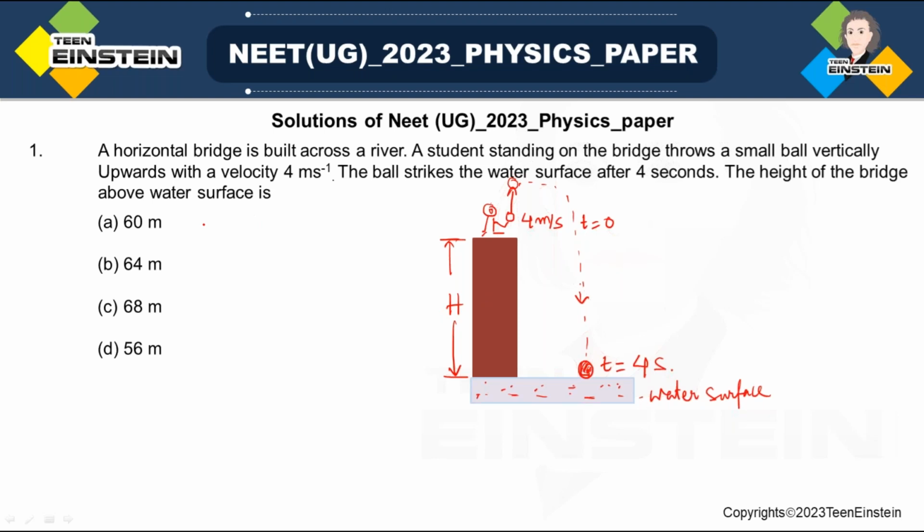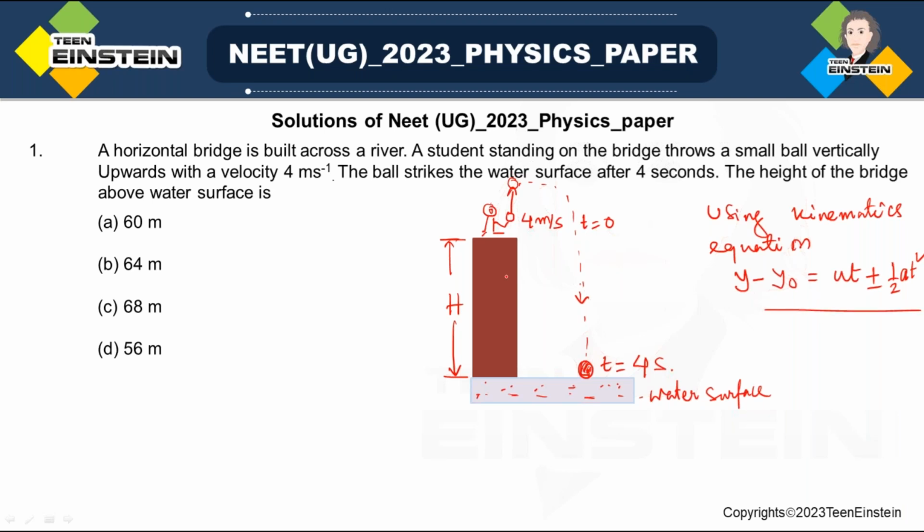See, we'll be using the kinematics equation. Which equation do you want to use? We want to use y minus y0, where y0 is the initial height, is equal to ut plus or minus half acceleration into t square. This is the formula we are going to use over here.